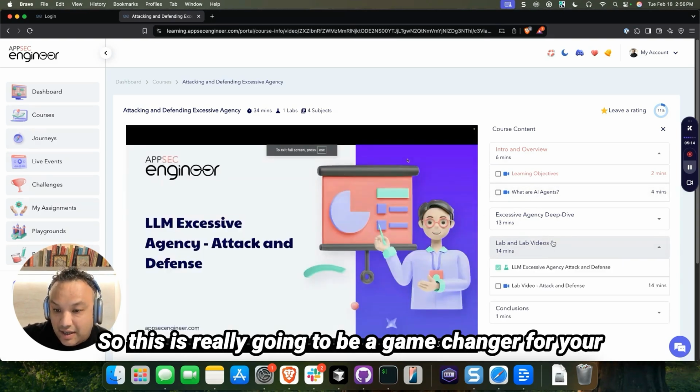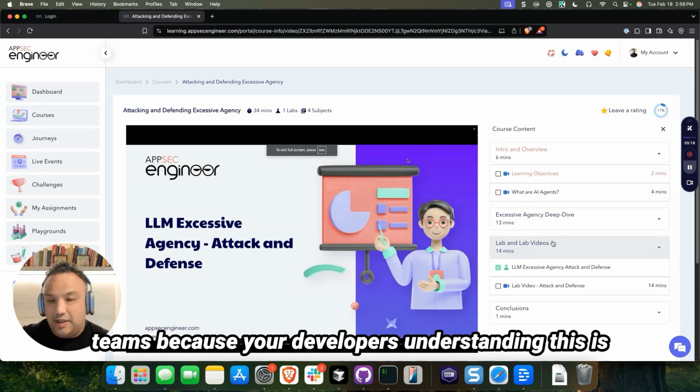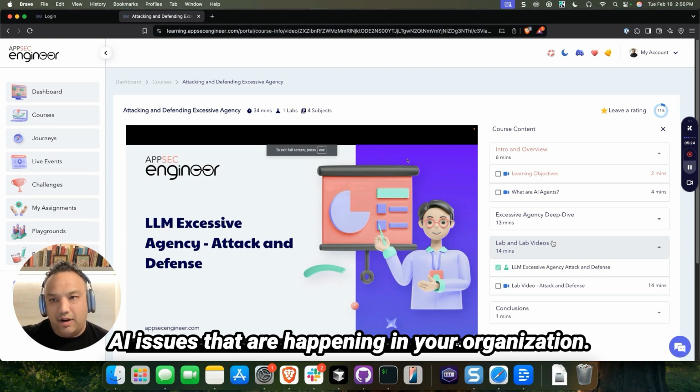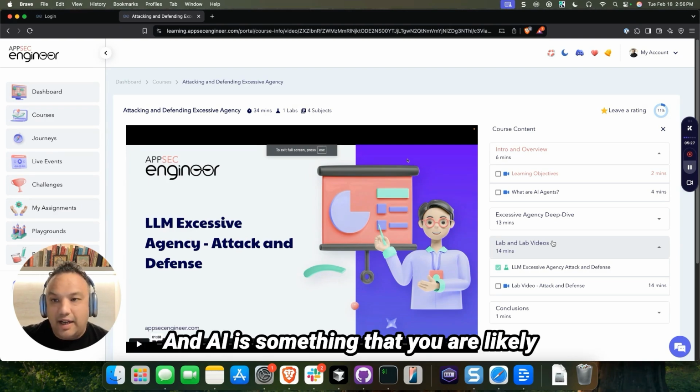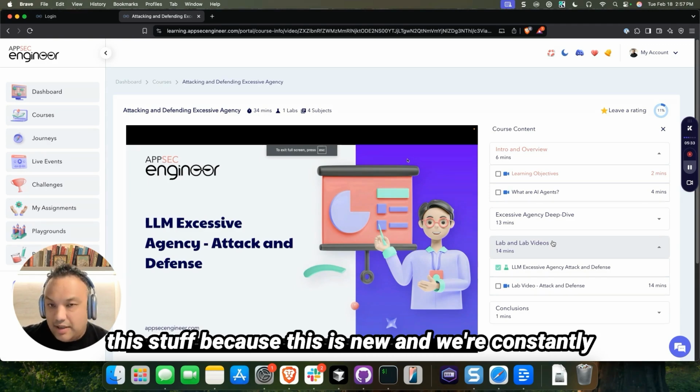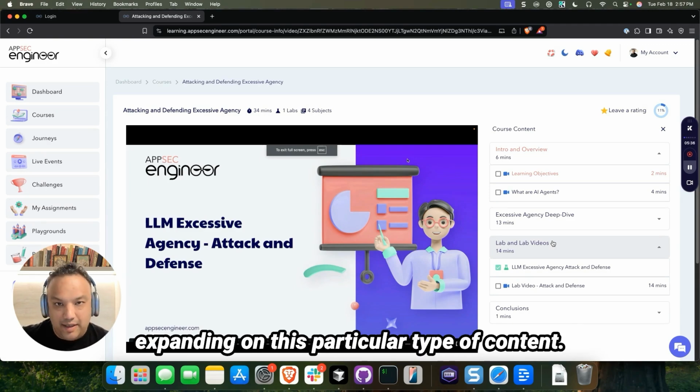So this is really going to be a game changer for your teams because your developers understanding this is the first line of defense that you have to prevent against AI issues that are happening in your organization. And AI is something that you are likely already building quite extensively. So I really encourage you to take a look at all of this stuff because this is new and we're constantly expanding on this particular type of content.